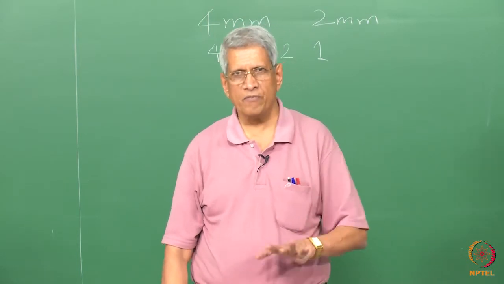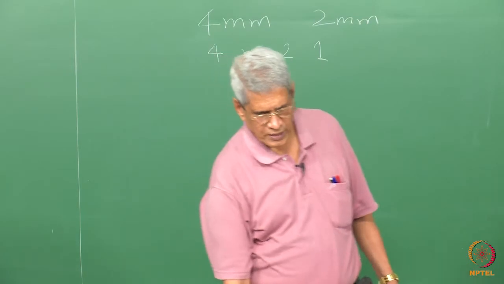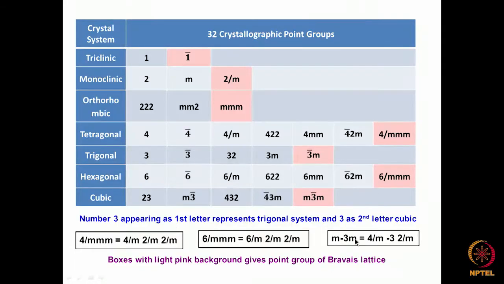That is the convention which is being followed. So when it is written as M 3 bar M, essentially this means that the actual symmetry is 4 by M. That is why I mentioned that when we put 4 by M mm for tetragonal, it is actually 4 by M, 2 by M and 2 by M.